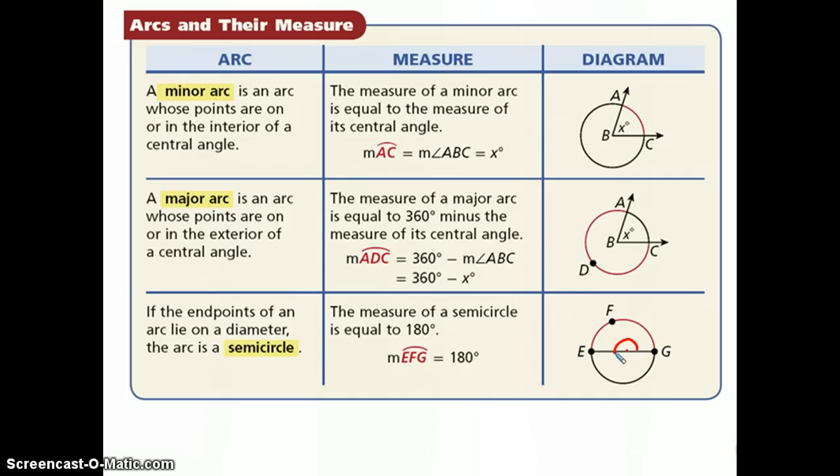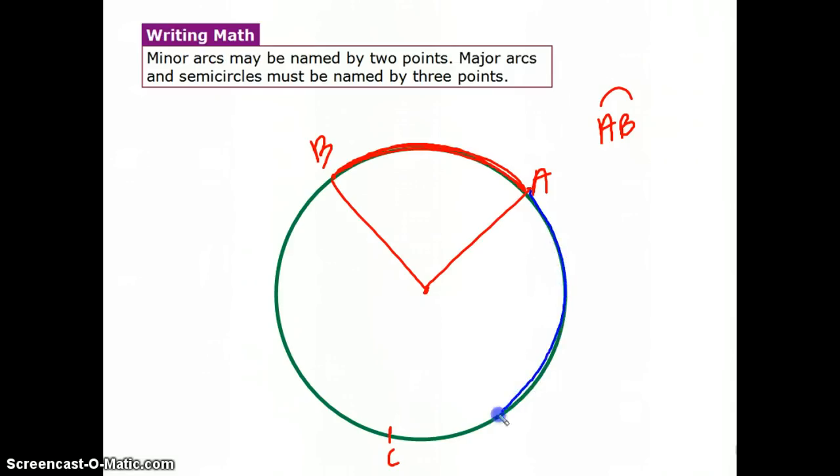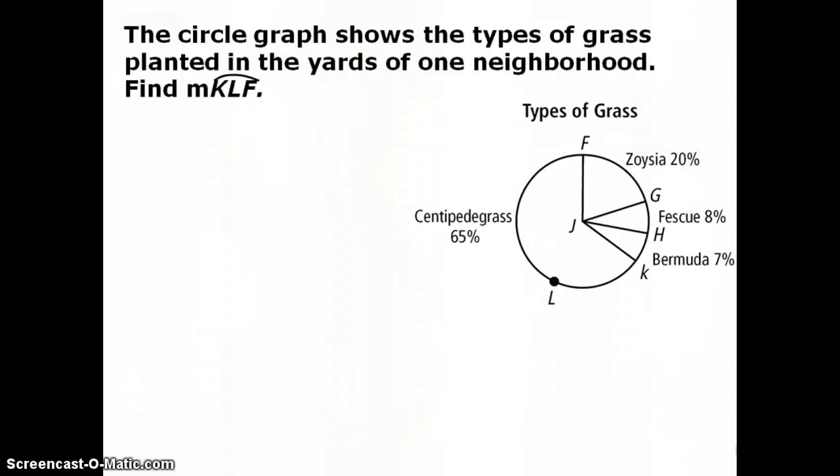So let's move on and take a look here. Minor arcs can be named by 2 points, but major arcs and semicircles must be named by 3 points. So let's take a look at this. Let's get a nice vertex at the center. Let's call this A, B, and then let's call this C here. So if I go arc AB, it really means this arc right here. But if I'm trying to name this arc, which goes all the way around here, I have to use 3 letters, and I would call it arc ACB.